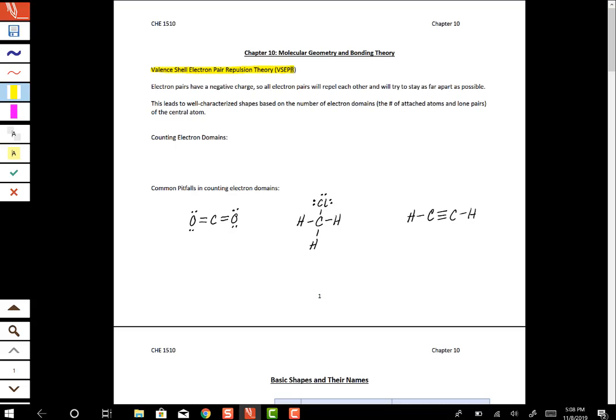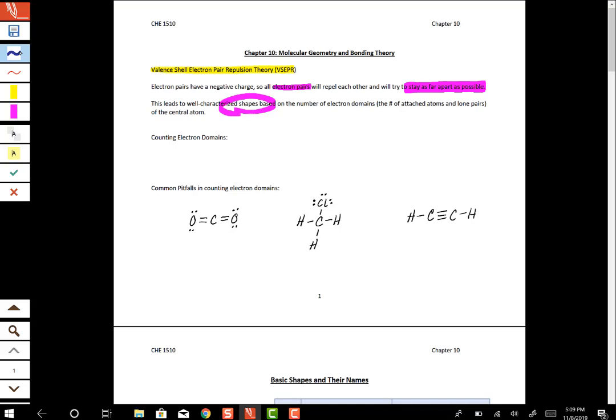In this theory, all it's saying is that electrons don't like to be next to one another, so they stay as far apart from each other as possible, because they're repelling each other. This repulsion gives rise to very specific shapes. So today what we're going to do is figure out how to determine what shape a molecule is taking. And in order to start, we have to figure out how to count an electron domain.